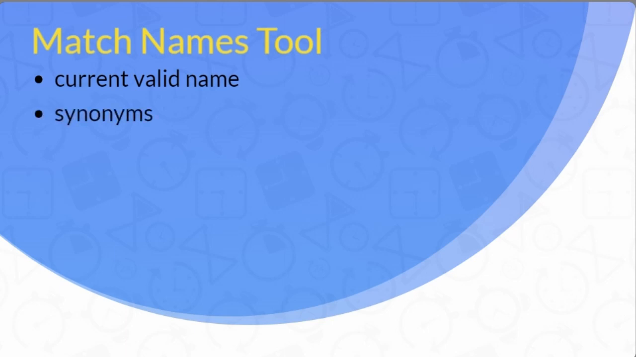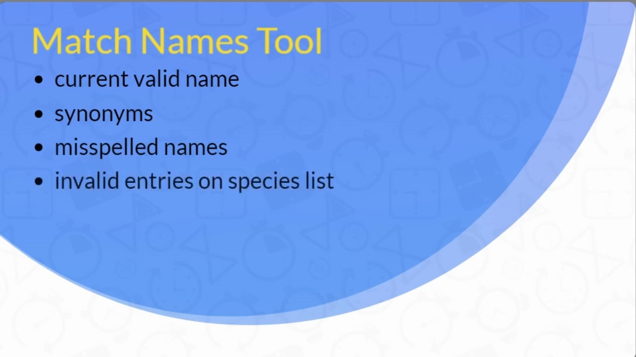The Match Names tool allows you to compare a list of scientific names against FishBase and SeaLifeBase to get the current valid name of the listed species. It also helps in identifying duplicate species or synonyms, misspellings, or wrong entries on your list.